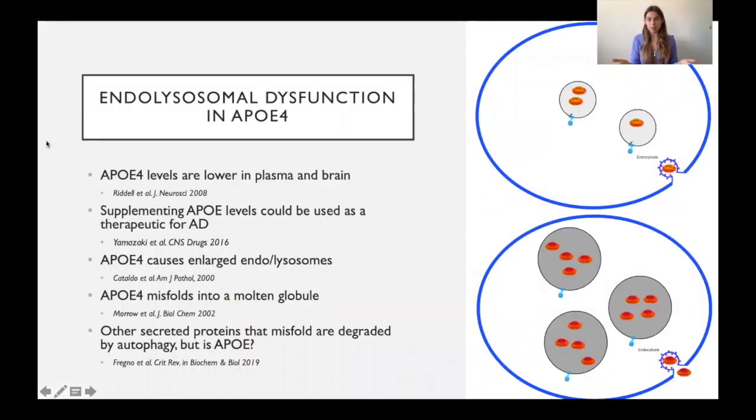There are many hypotheses as to how ApoE4 causes such a great risk. One of them is that ApoE4 levels are lower than the other types. This may be due to increased degradation, although no one knows exactly how ApoE is degraded. Other secreted proteins have been shown to be degraded in an acidic organelle called a lysosome, through a process called autophagy. I hypothesize that similarly, ApoE might also be degraded by autophagy.